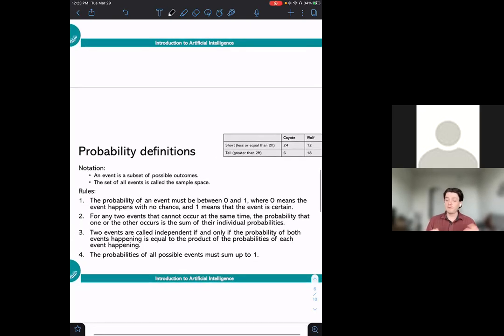And an event could be a subset of any of those possible outcomes. And so an event could potentially be what is the probability of the event being a wolf or a coyote. And so we'll go through how to set that up formally. And the set of all events is called the sample space. And so maybe a helpful way to visualize this is as a little diagram where this would be the sample space.